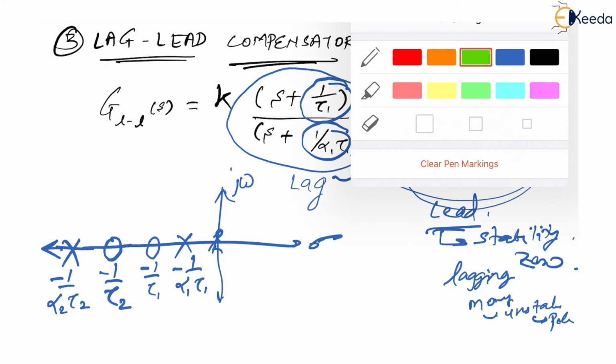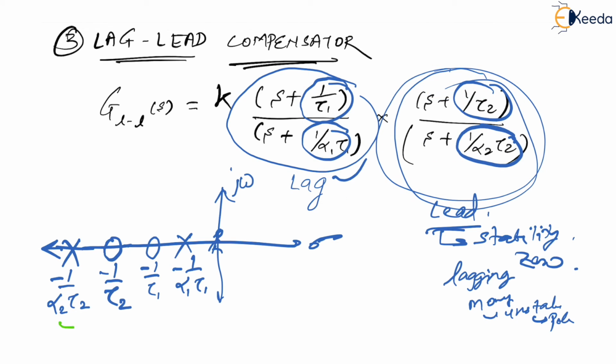So what do you understand from this? You get that this is going to be contributing to the lead part, and these two are contributing to the lag part. Getting my point? Now for the lag portion and for the lead portion, what exactly happens? Let us try to understand.